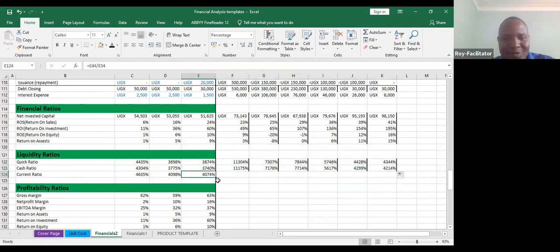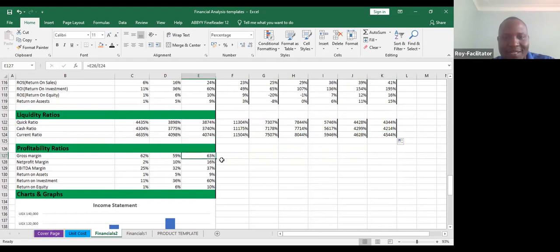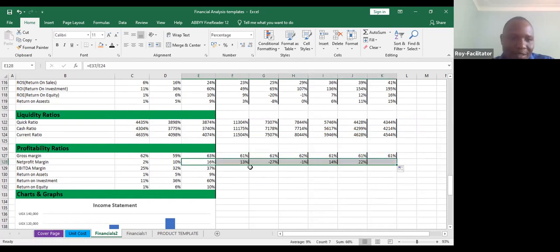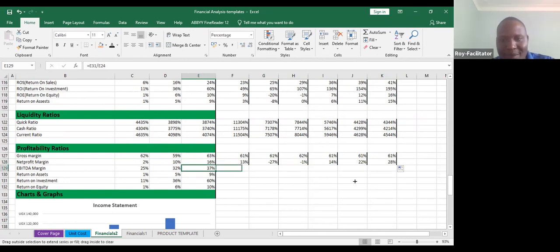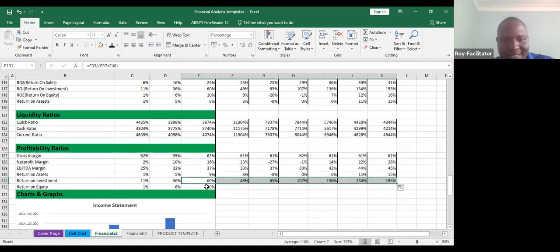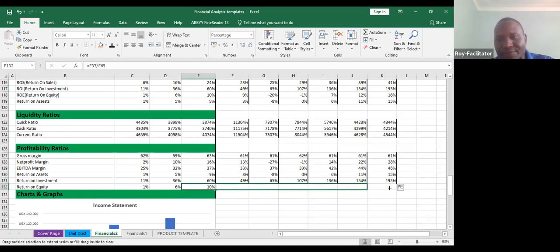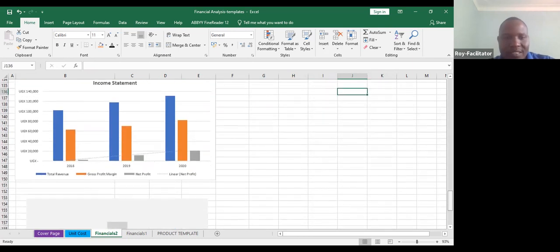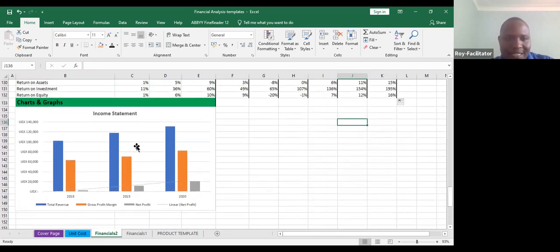Because it's already worked that for you. Okay, then I can go to the profitability ratios, pick the gross margin ratios, pick the net profit margin ratios, pick the EBITDA margin ratios, pick the return on assets, pick the return on investment. You know, this is repetition, but yeah, nonetheless, yeah. All right. That is that. I can as well adjust my graphs.